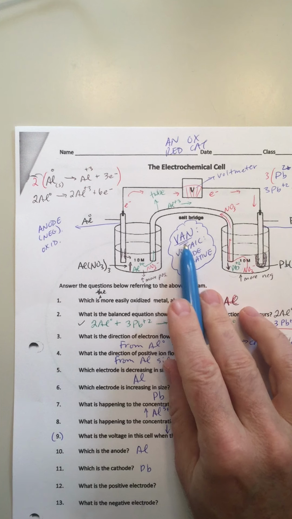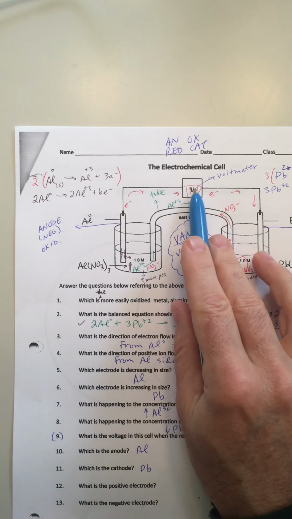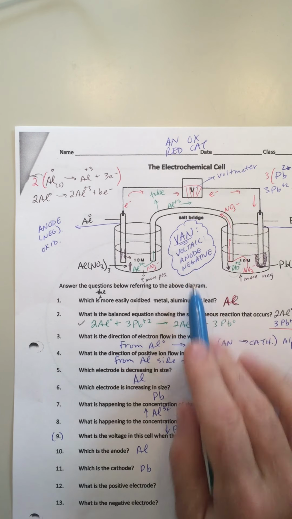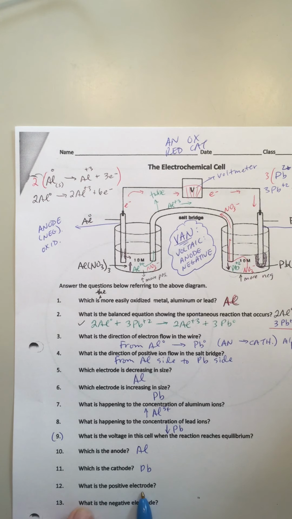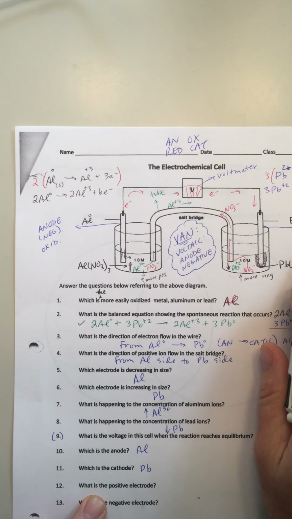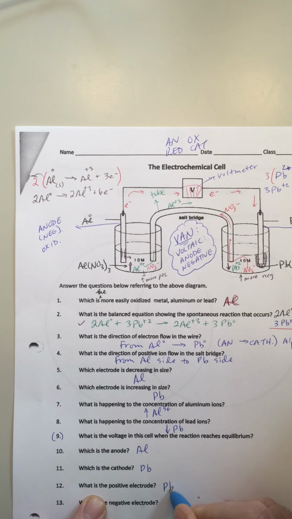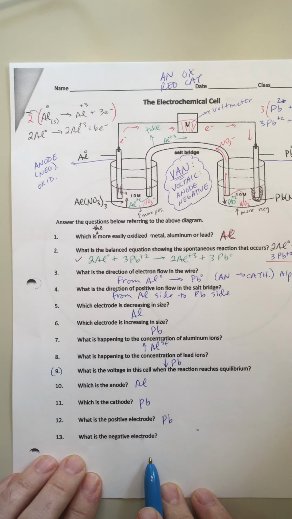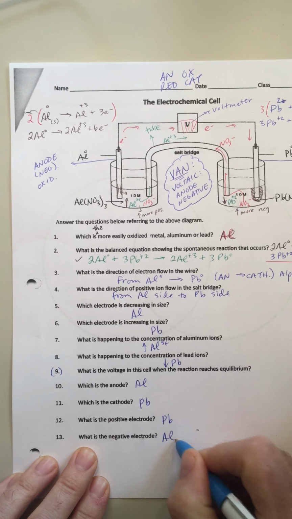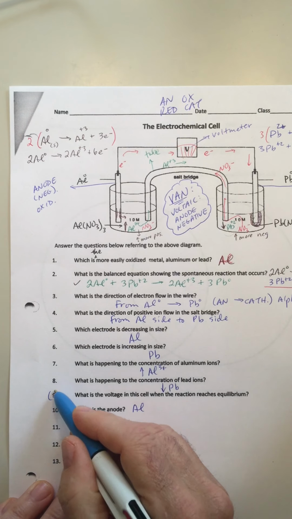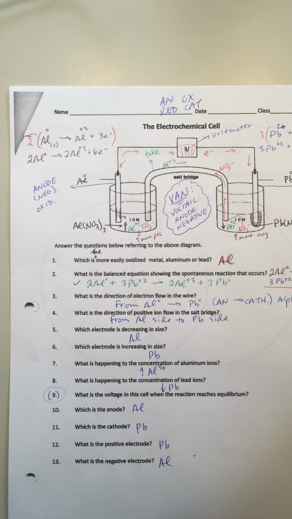According to this mnemonic, in the voltaic cell, which this is, the anode is negative. So the positive electrode is going to be the lead. That's the cathode. And lastly, what is the negative electrode? That's aluminum. Okay, we may come back to this in the lesson itself.